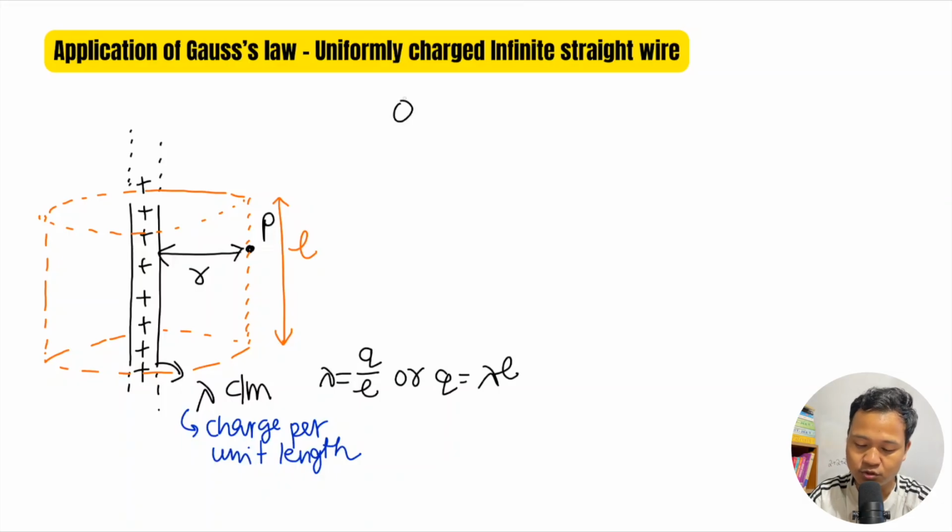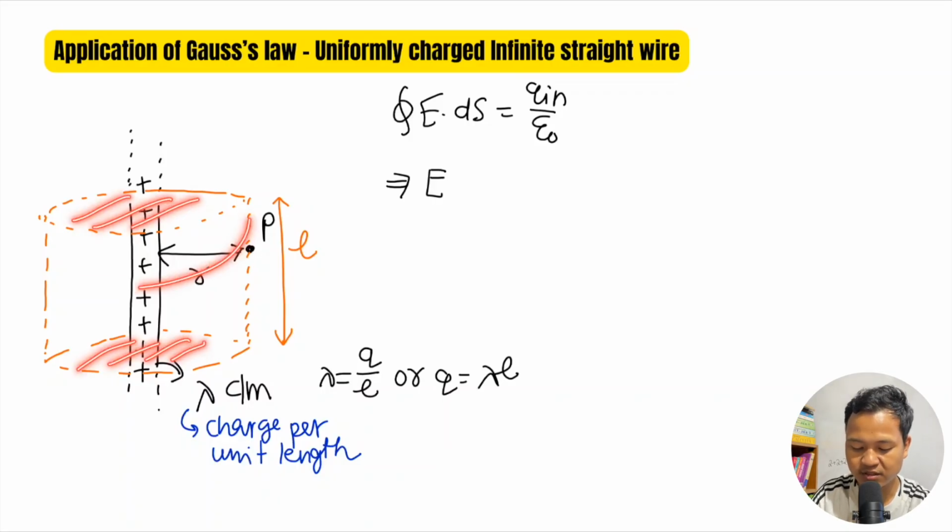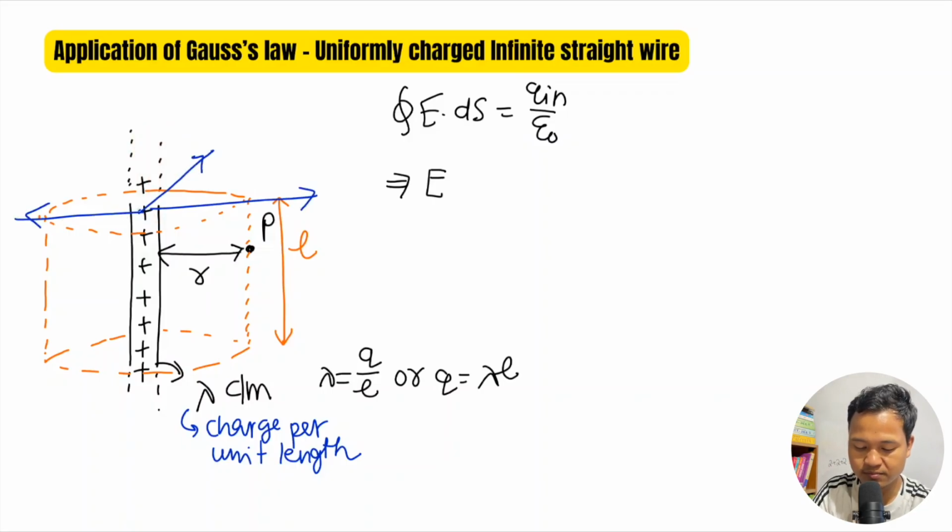Gauss law: integral E dot dS equals Q in by epsilon naught. So for the electric field we need the area. The cylinder has a top surface area, a bottom surface area and a curved surface area. On the top surface, the electric field and the area vector are normal, so the electric field is like this on all sides.